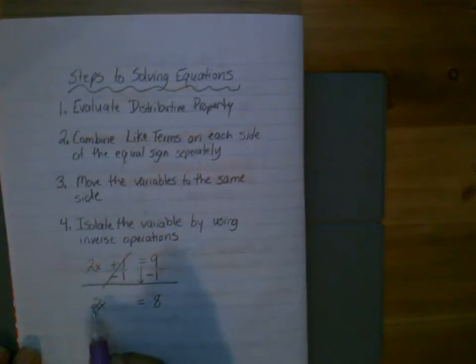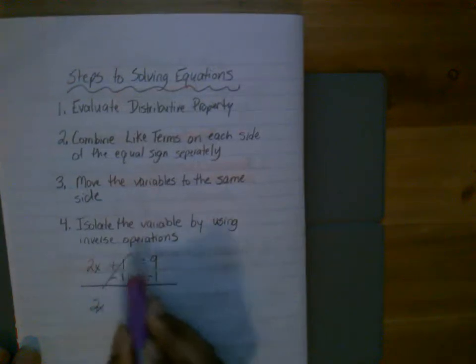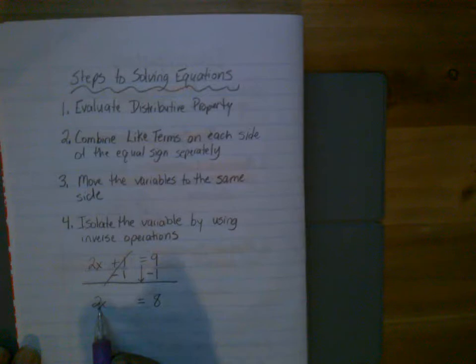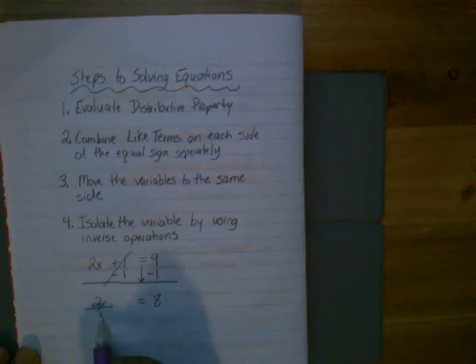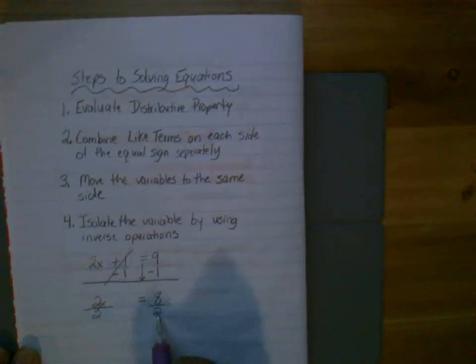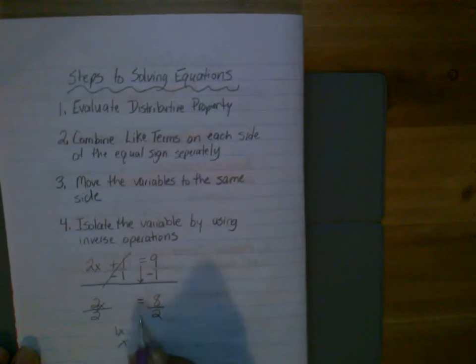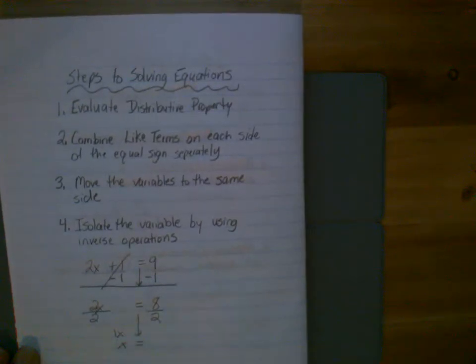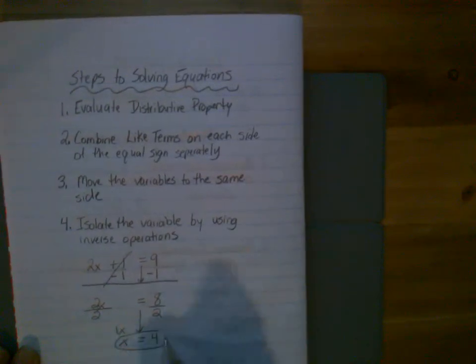To get x by itself, now I have to get rid of this 2. The operation that's automatically between 2 and x is multiplication. The inverse of multiplication is division. So to get rid of the 2 that's connected by multiplication, I divide both sides by 2. 2 goes into 2 one time, so that gives me 1x, or just x. 8 divided by 2 gives me 4. So my answer here is x is equal to 4.